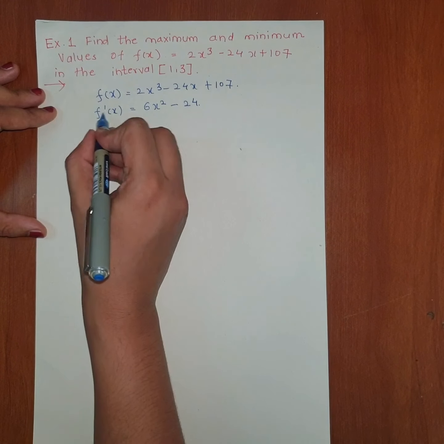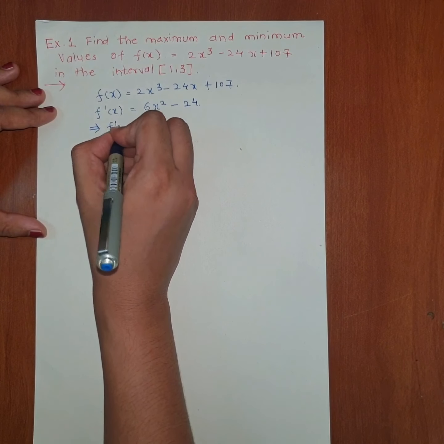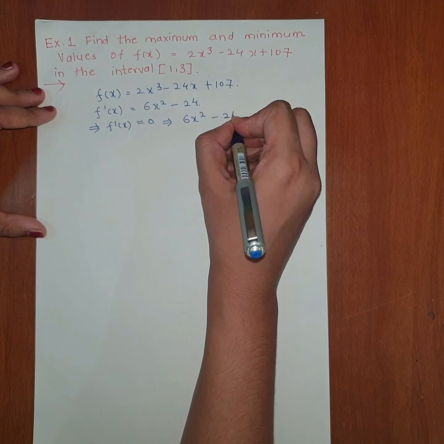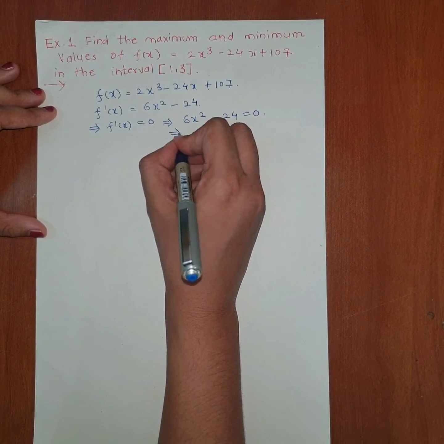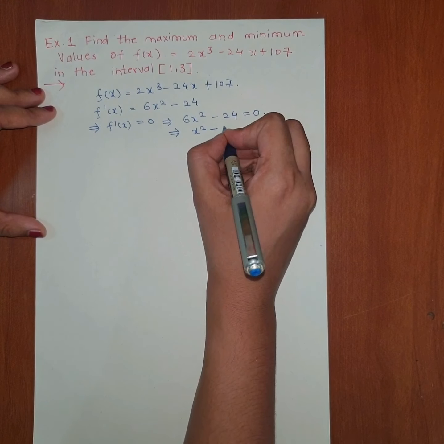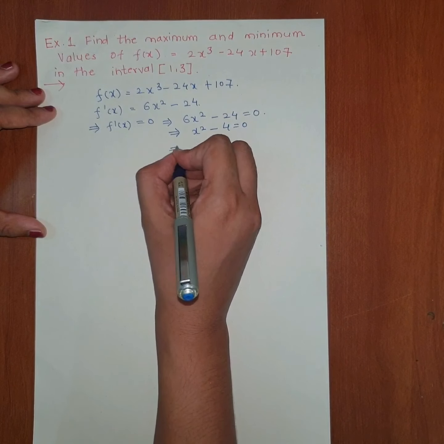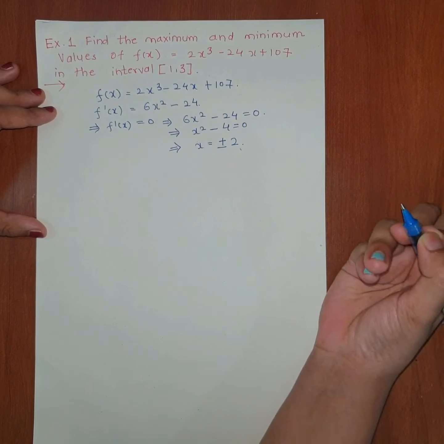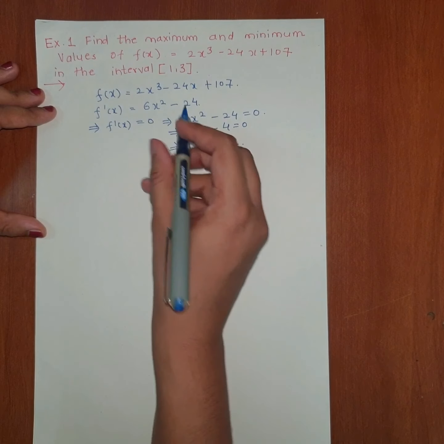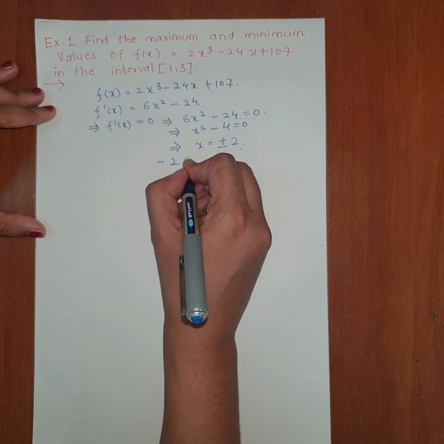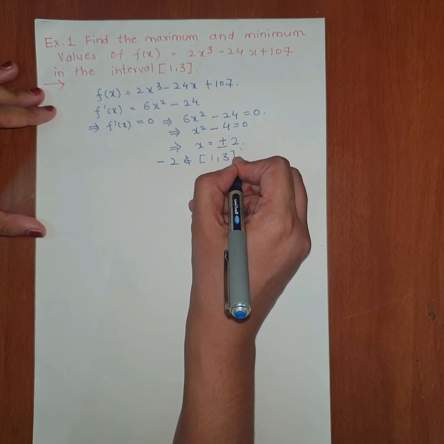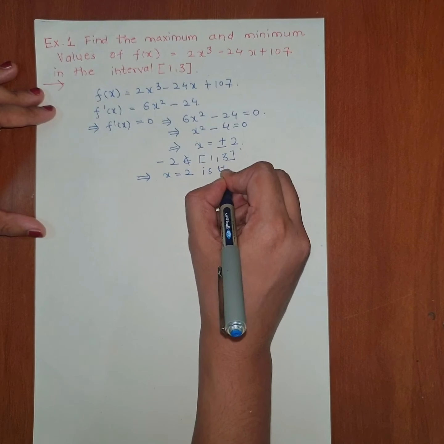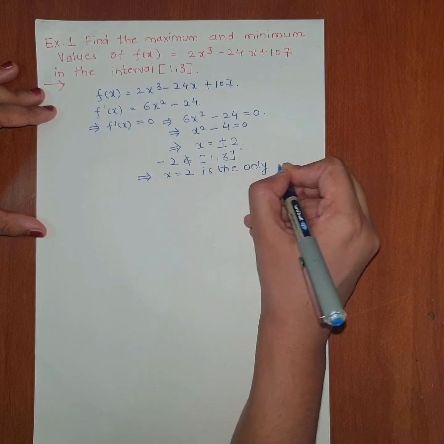Now we equate f dash x equal to 0. So we get 6x square minus 24 equal to 0, which is equal to x square minus 4 equal to 0, which implies x is equal to plus or minus 2. But observe here, minus 2 doesn't belong to the closed interval 1 and 3. So x equal to 2 is the only stationary point.